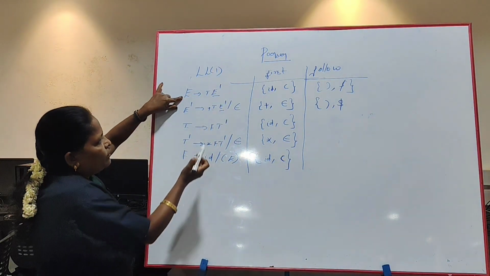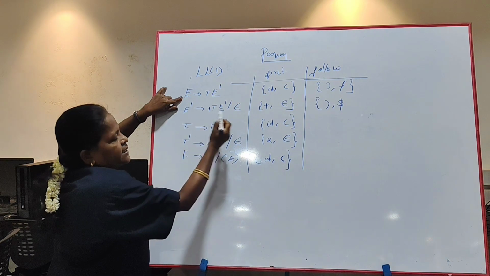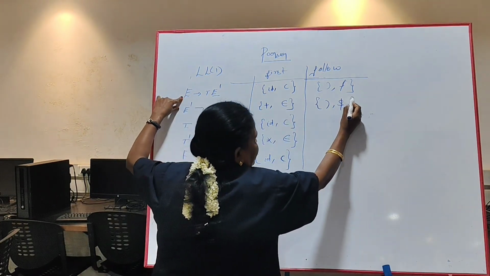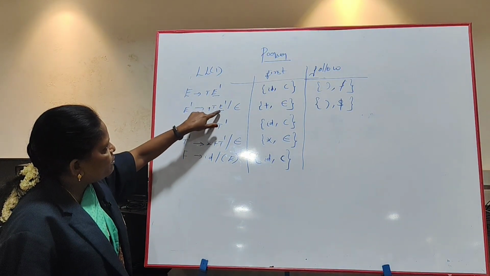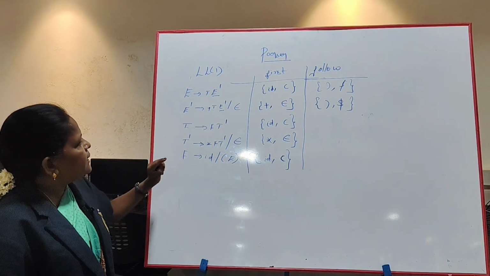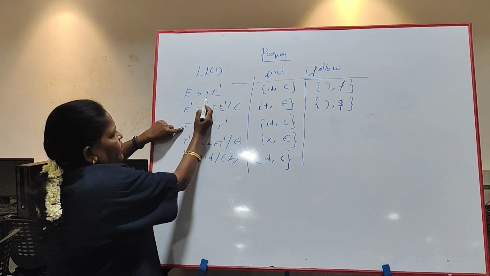Then I have E dash here. So, E dash followed by nothing. Again follow of E dash, already I have the value. Simply we can close it, right? Because yes, E dash only appears twice, nowhere else, right? Then follow of T.